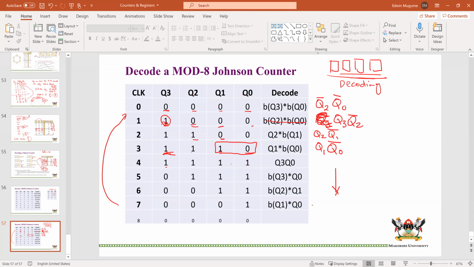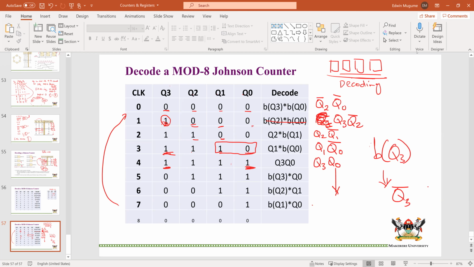And so you continue like that. Maybe I've made a mistake in here, but I can see, for instance, that here we have that and that, which is Q3, Q0, and so on and so forth. And you can figure out how to do the decoding for these types of counters. It is supposed to be Q3 bar and Q0 bar for clock 0. I couldn't do the equation, so that's what I mean. Q3 bar is equivalent.